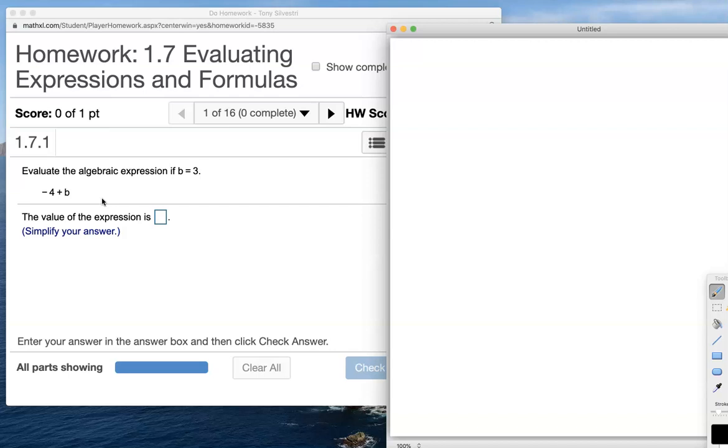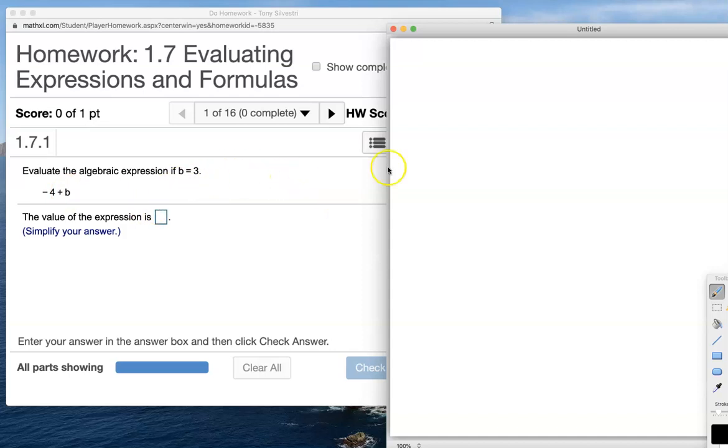Now, variables can take on different values, unless, of course, there's an equal sign in the problem, in which case they can only take one value. But that's a little bit later in the course. Right now a variable represents any value, and you have to be told what you want to make b equal. In this case, we're going to make b equal 3. So to evaluate the expression, you plug in a 3 everywhere you see a b, and then perform the operation.